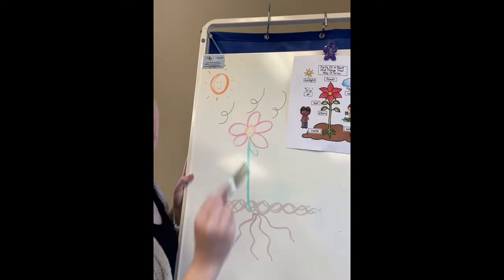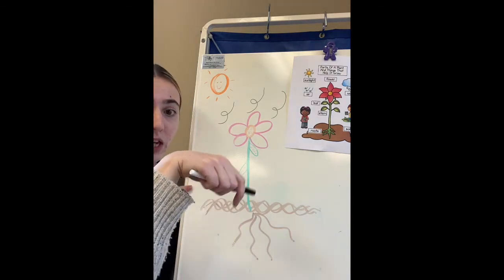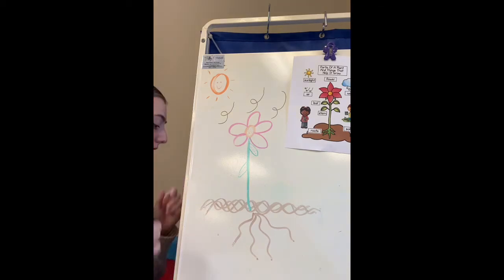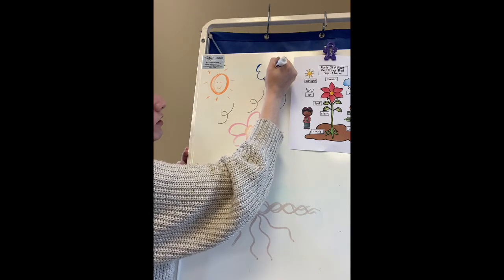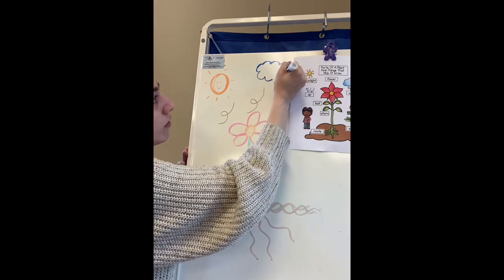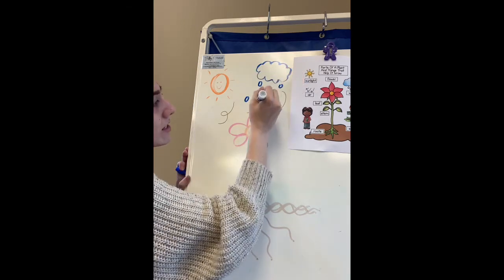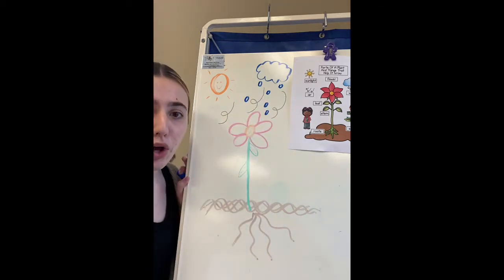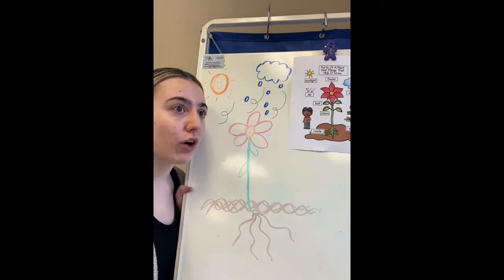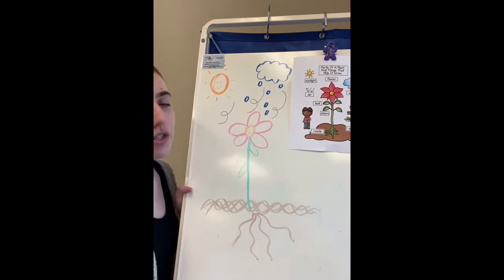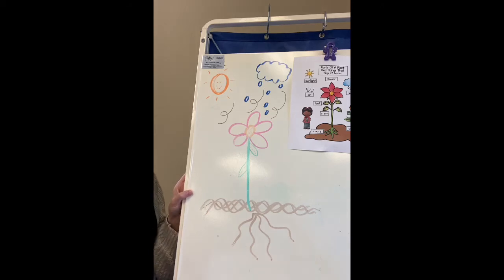And our last thing that it needs, what do you do with a plant every day? Remember, you get a watering can and you do what with it? You water it, right? So our last and final thing up here, and I'm gonna draw a cloud and some water. And that's our last thing that our flower needs to grow, is water. And it can get water from you watering it at home, or another way is from the rain up in the sky. So let's name our 4 things that we learned that our flower needs to grow.